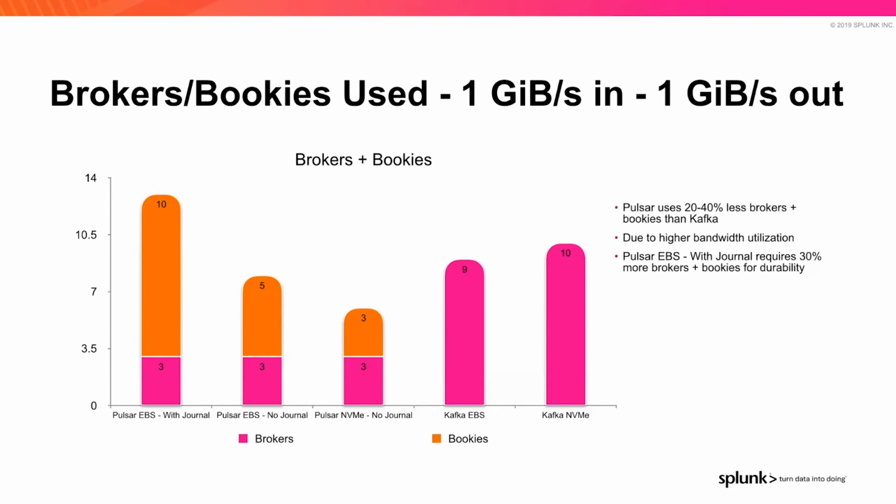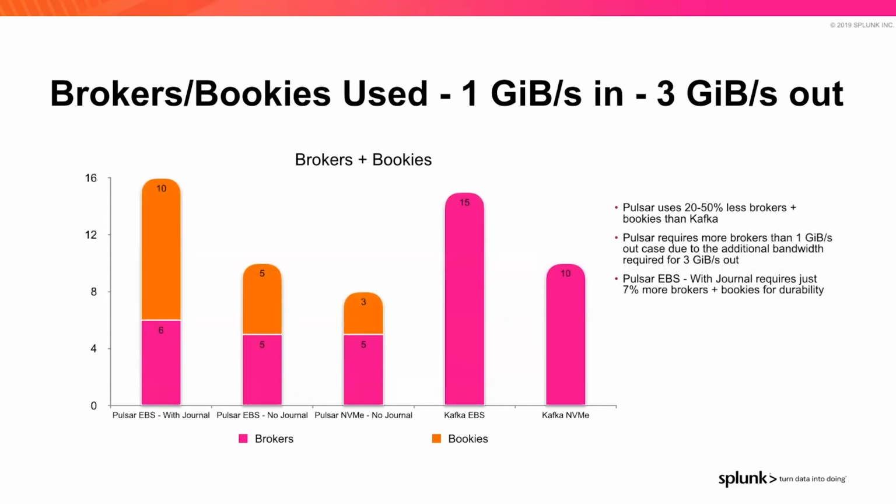On the other hand, if you're doing replicated durability, our cost is much cheaper. It is essentially 20 to 40% fewer brokers and bookies combined than Kafka, compared to the EBS and the NVMe on the Kafka side of things. With an additional 30% more brokers and bookies, you can do persistent durability.